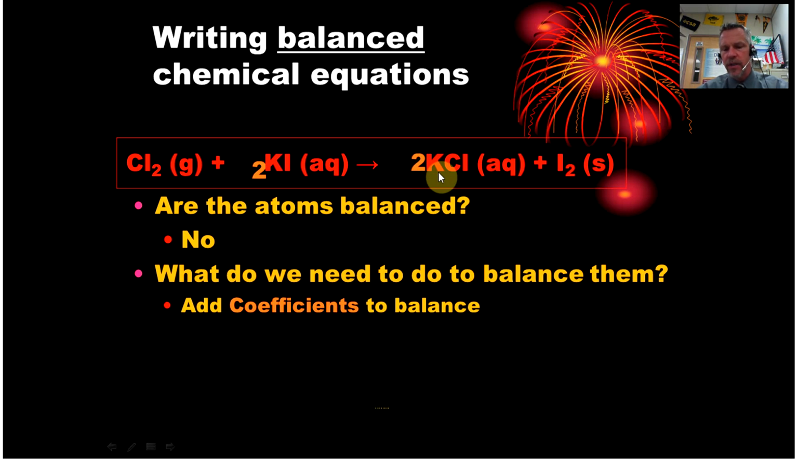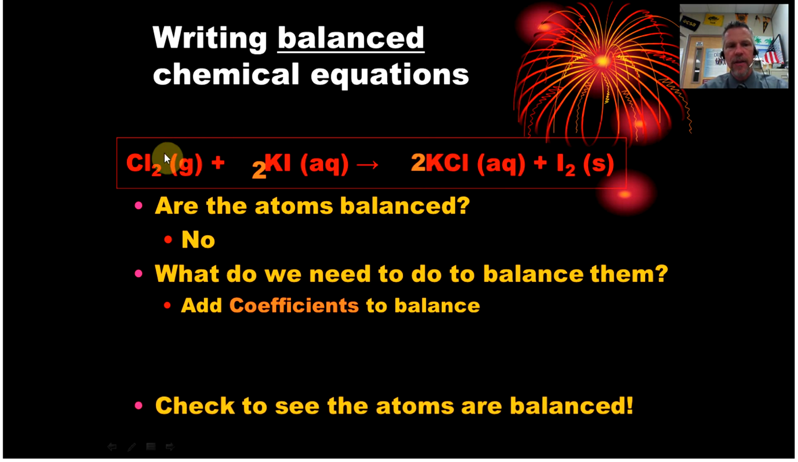All right, now let's check to see if the atoms are balanced. We have 2 chlorines on the left, and oh look, 2 chlorines on the right, 1 from each unit of potassium chloride. We have 2 potassiums over here and 2 potassiums over here. We have 2 iodines on the left, 2 iodines on the right. Yes, these things are balanced. So we have successfully balanced this equation. Easy, right?